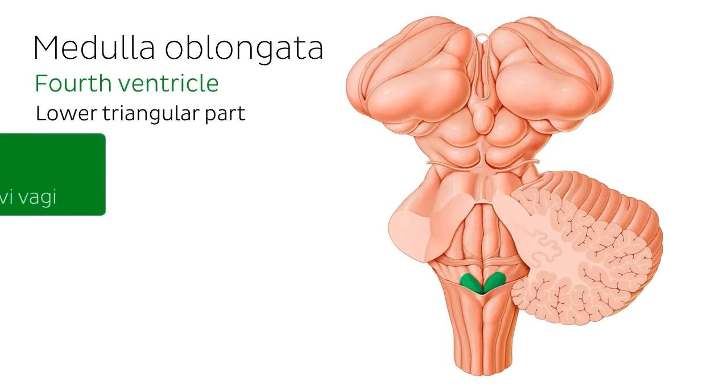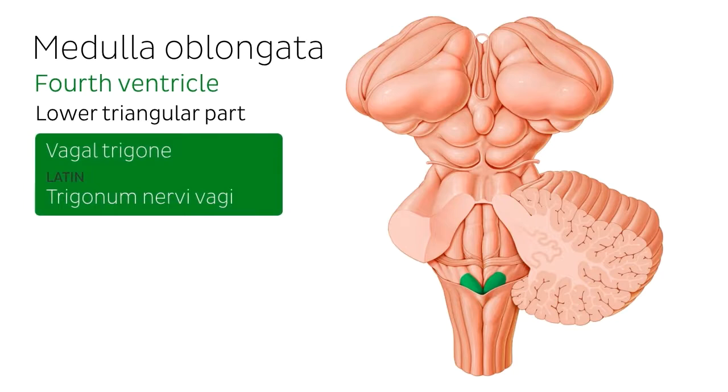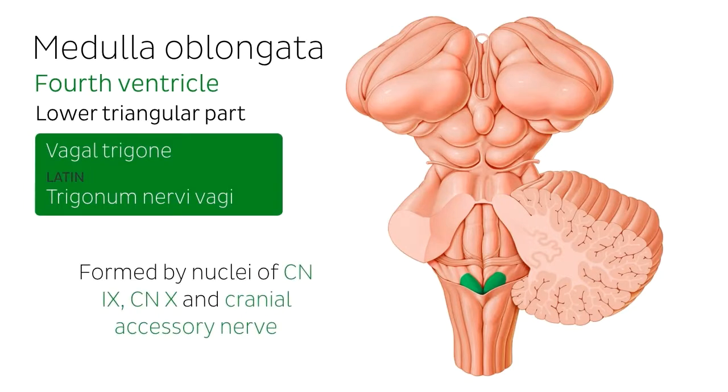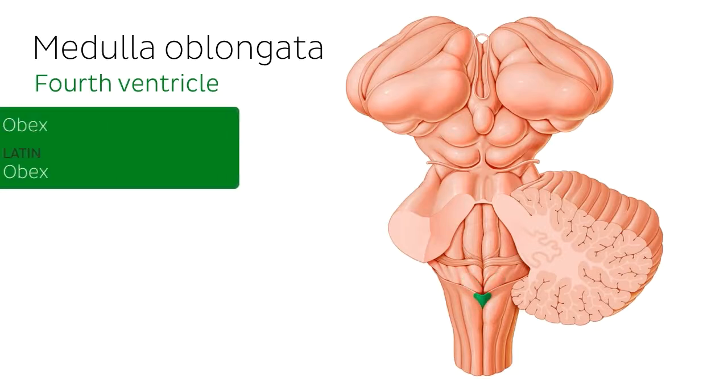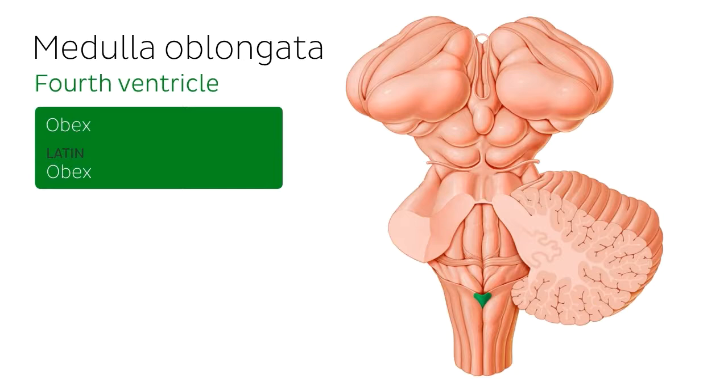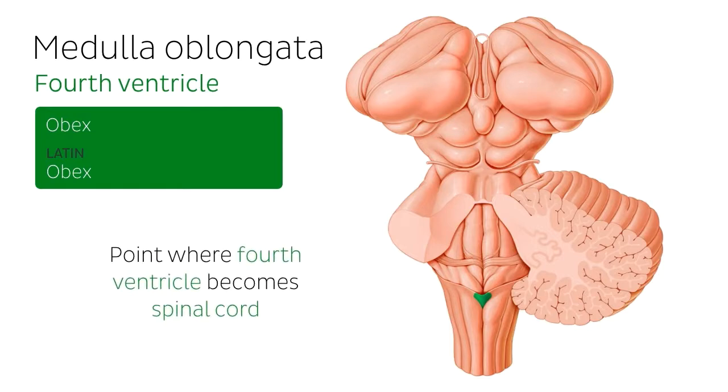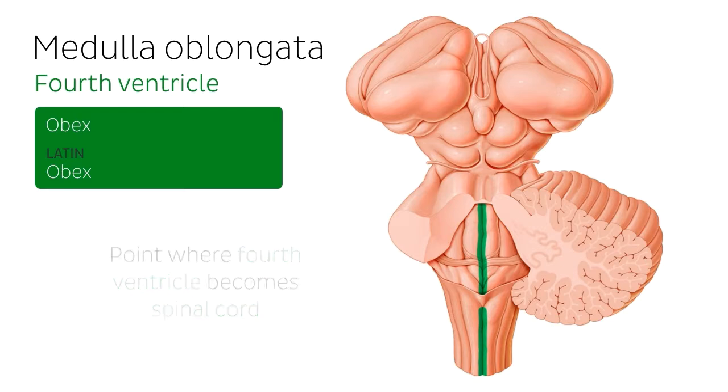The vagal trigone, also triangular in shape, is highlighted here in green. And the vagal trigone is formed by the underlying dorsal nucleus of the vagus nerve, as well as the glossopharyngeal and cranial accessory nerve nuclei. And finally, the rhomboid fossa closes with this structure seen here, highlighted in green, known as the obex. And this is an important physical landmark, as the inferior apex of the fourth ventricle is the point where the fourth ventricle narrows to become the central canal of the spinal cord. And the posterior median sulcus, which we saw earlier in the tutorial, passes through the obex as it continues down the spinal cord.